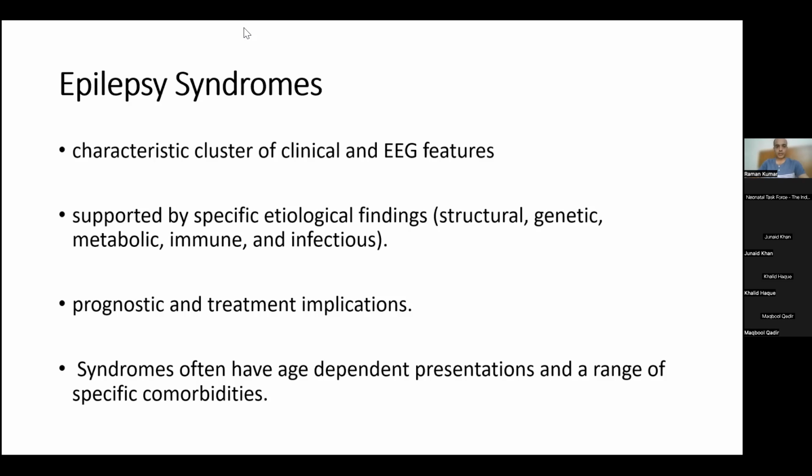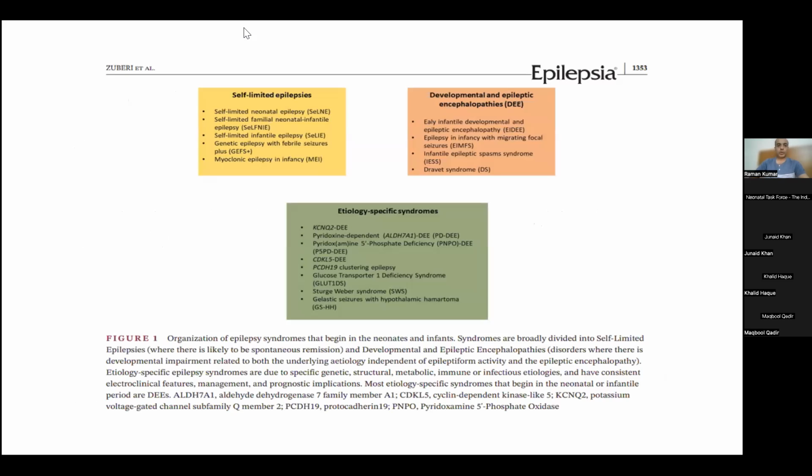Similar is Ohtahara syndrome. There are certain points: the characteristic EEG finding, the characteristic age. When we have characteristic clusters of clinical findings and EEG features, we figure out that this might be an epilepsy syndrome. So, just a quick look at how we differentiate epilepsy syndromes.